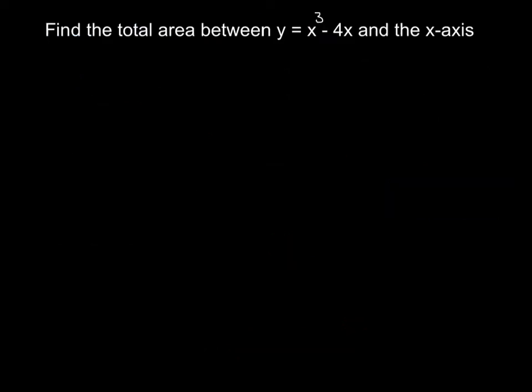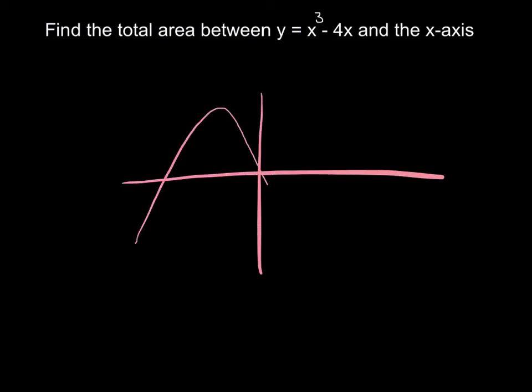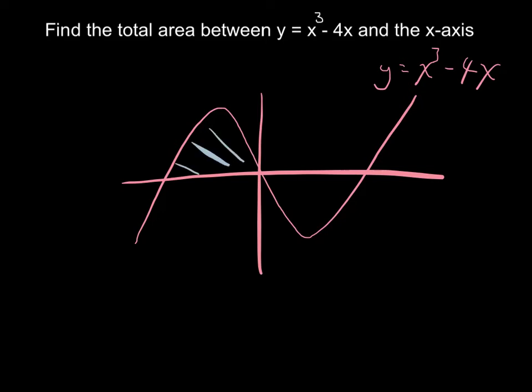So in this final example we're asked to find the total area between y equals x cubed minus 4x and the x-axis, and that is all the information we've got. Now if you go ahead and graph this function on your calculator, you'll see it looks something like this. So this is the graph y equals x cubed minus 4x, and we're asked to find the total area between this graph and the x-axis, so we want this section here and this section here.